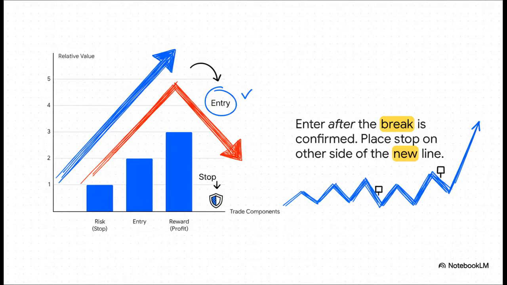The entry happens after the line is clearly broken. You gotta wait for that confirmation. Once it breaks, you get in. Your stop loss goes on the other side of the new little trend line that starts to form in the opposite direction. And just like before, you can take your profit at a key level or just trail your stop and ride that new trend for all it's worth.